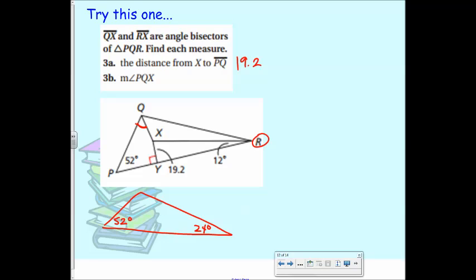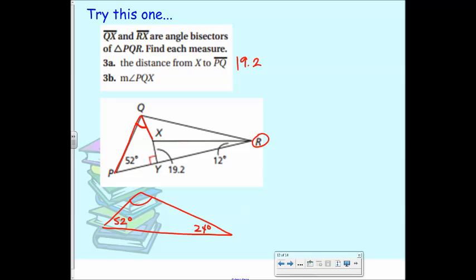Hang on. They're asking for PQX, not PQR. I understand. That's PQX right here. Okay? Oh, I see what you're saying. All right. So we're going to have to find PQR to get PQX. I'm telling you what you do. You add them and subtract from 180. Okay, do it.